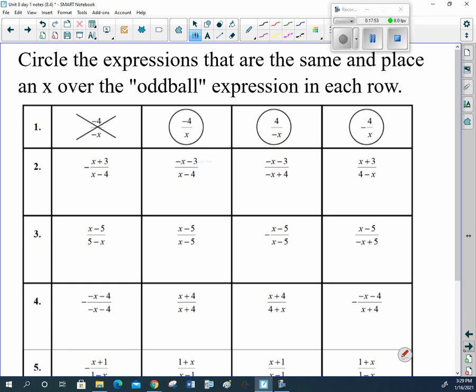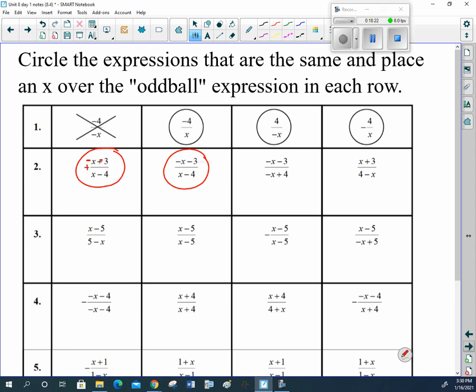Okay, so when we look at number 2, first thing I notice here is this first one has a negative sign out in the middle and none of the other ones do. So I think I'll move the negative sign up to the top right here. And as soon as I did that, it looks like to me a negative x minus 3 over x minus 4 is the same thing as this. These two are the same. Okay, so that means my oddball out has to be one of these.